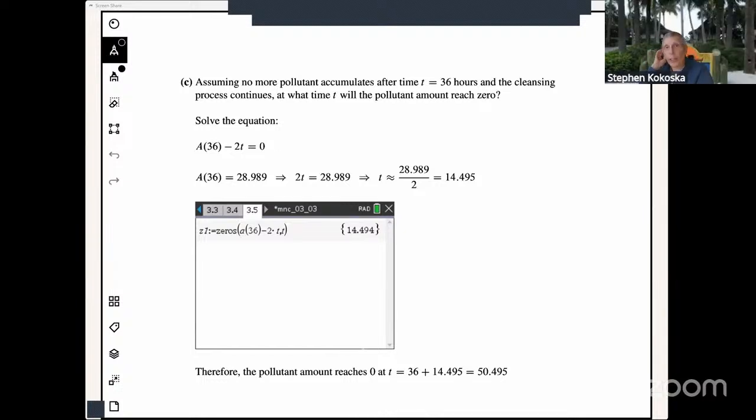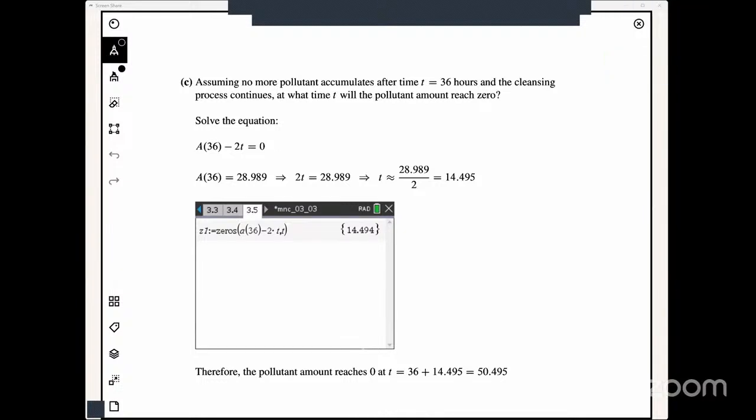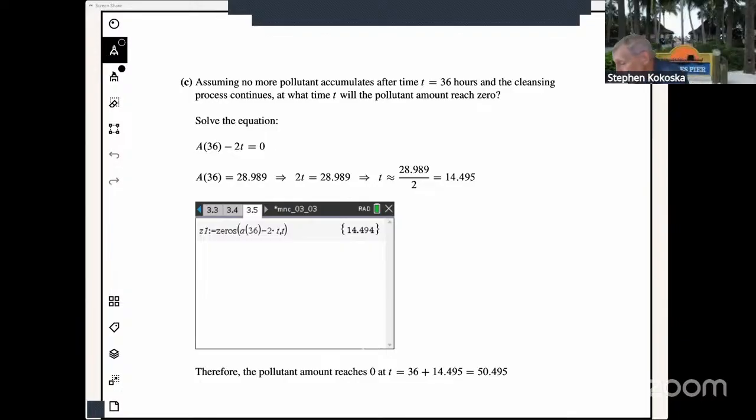Okay, so there is a part C to this one. A couple of cool things we can do still. It says, assuming no more pollutant accumulates after time t equal 36 hours, when will the pollutant amount reach 0? Well, in order to do that, I need to figure out how much pollutant is in the reservoir at 36 hours. And then I have to solve this equation because I know I'm taking out 2 gallons per hour. So that's kind of a straightforward one, but in order to solve this, I used my calculator. It's going to take roughly another 14 and a half hours to finally clean out this whole reservoir.